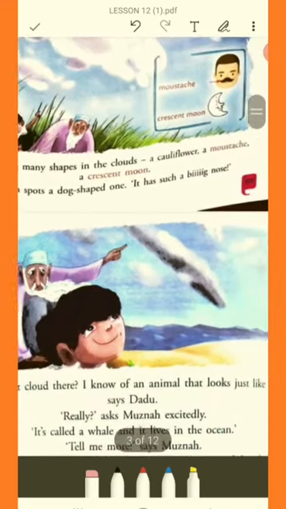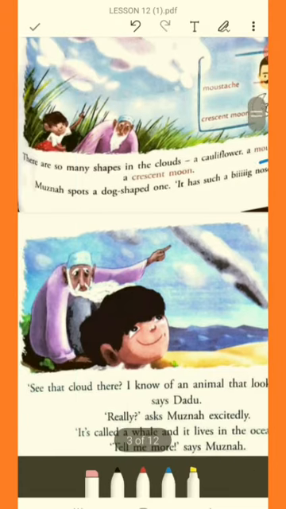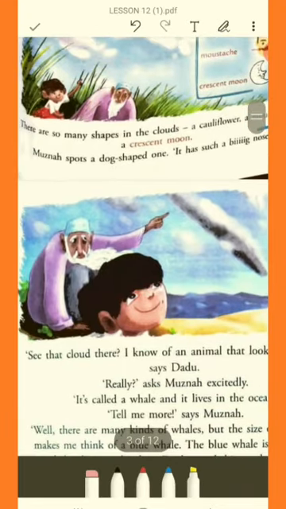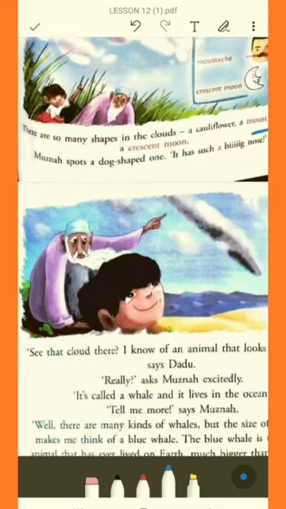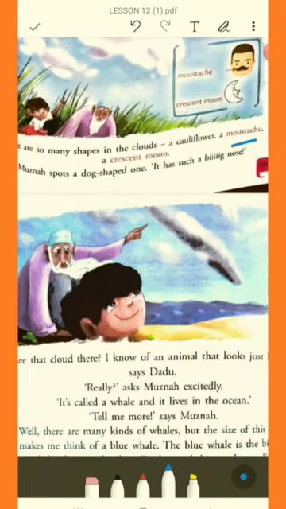He tells Muzna, okay. He says, cauliflower, you know cauliflower, right? It's a vegetable. A mustache, it's shown here, right? A crescent moon, Dadu's telling him, clear? So now, Muzna spots a dog-shaped one. He spots a dog-shaped cloud and he says, it has such a big nose, Muzna says, okay? It has such a big nose, pointing at the cloud.